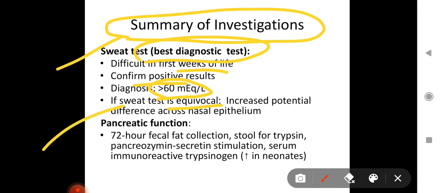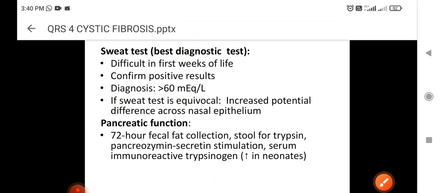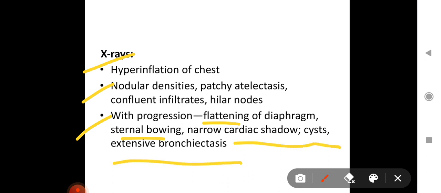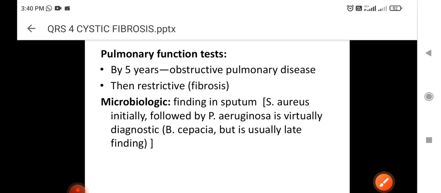Now, next is pancreatic function: 72-hour fecal fat collection, stool for trypsin, pancreozymin-secretin stimulation, serum immunoreactive trypsinogen. It is increased in neonates, so pancreatic function can be tested. X-ray has to be done: hyperinflation of the chest, nodular densities, patchy atelectasis, confluent infiltrates, hilar nodes are seen. With progression of the disease, flattening of the diaphragm, sternal bowing, narrow cardiac shadow, cysts, and extensive bronchiectasis can be observed in the X-ray of a cystic fibrosis patient.